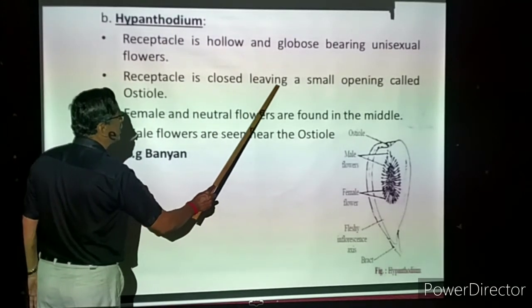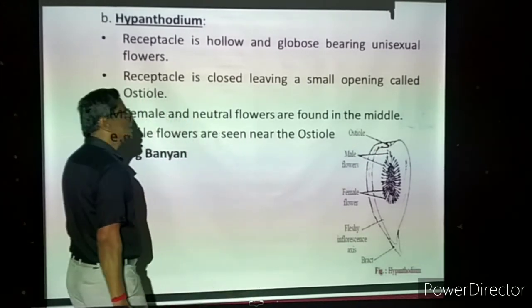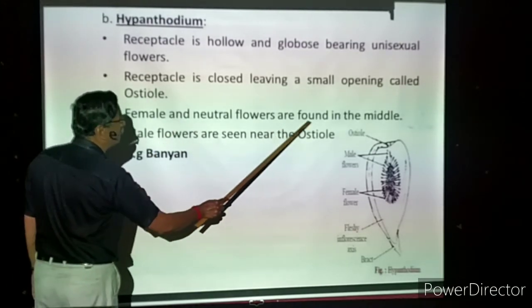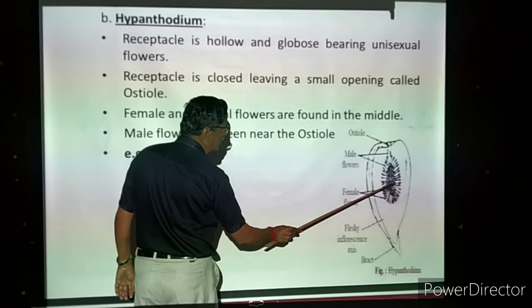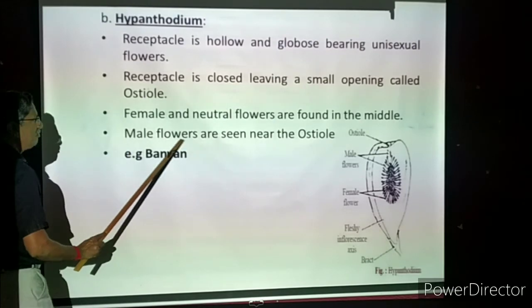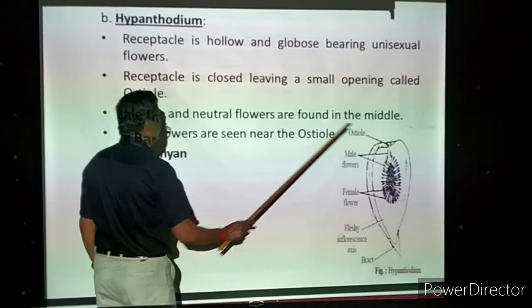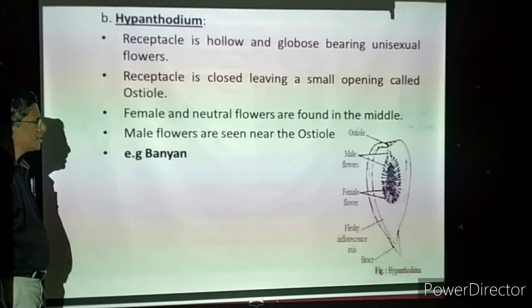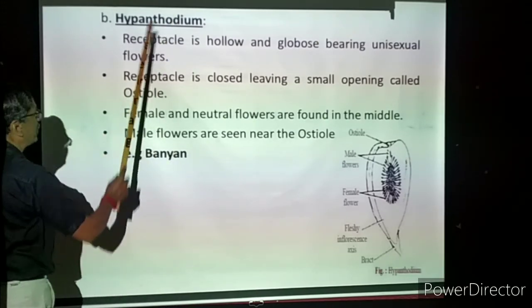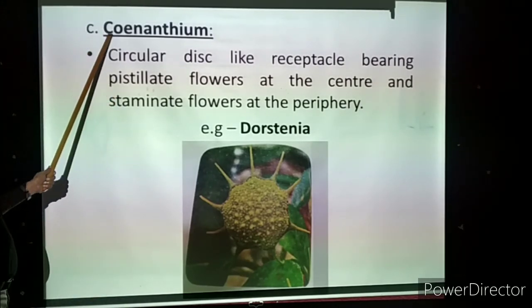The receptacle is enclosed, leaving a small opening called the ostiole. Here one small opening will be left. That is called ostiole. The female and neutral flowers are found in the middle. Now actually the female flower is present here and neutral flowers are present in the middle. Male flowers are seen near the ostiole. Now this is the ostiole. An example for this is banyan. Banyan flower, that means a bunch of flowers we can tell. That is a Hypanthodium.